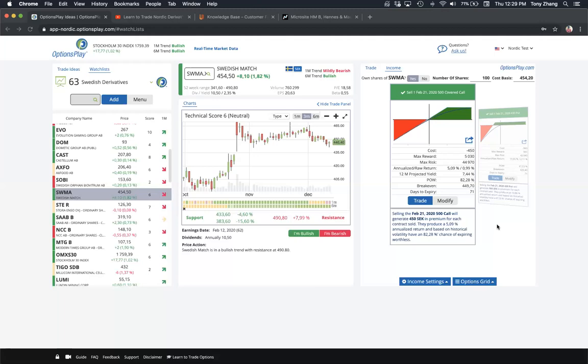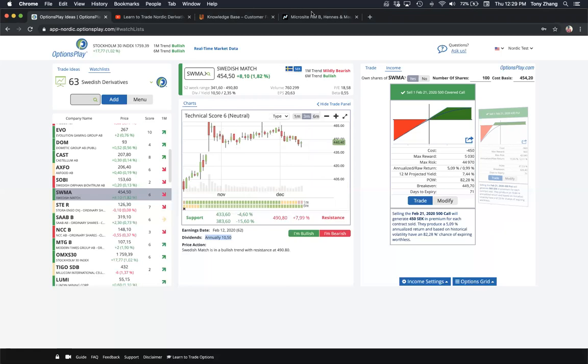Paul Eric is asking, how do dividends influence option prices? Great question. So theoretically, it doesn't influence the option prices directly. What it does is it influences the stock prices directly, and that will effectively influence the option prices. So if there's a dividend that's about to be paid, so let's say in Swedish Match, if there's a 10 crown dividend that's about to get paid, what you'll typically see is a reduction in the stock price by 10 crowns, or by the amount that the dividend was paid. So if it's at 446, it'll go down to 436.